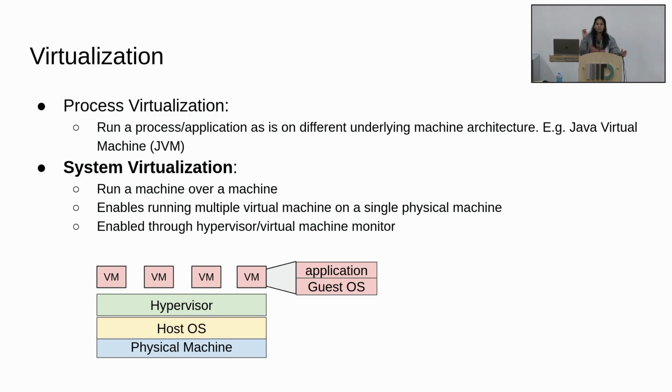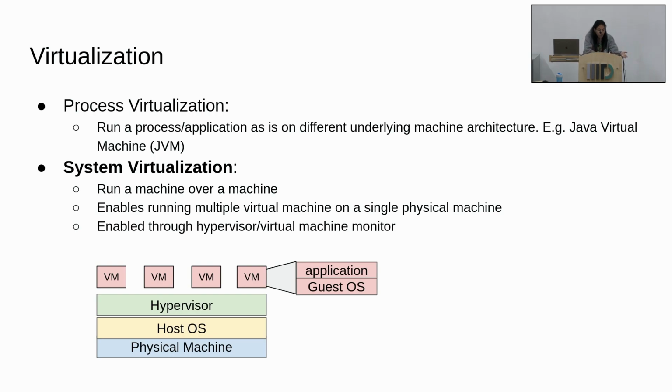So what does process virtualization mean? You can run your application anywhere without worrying about the underlying infrastructure. That's process virtualization, which the Java virtual machine kind of provides you, right? But what we are talking about is system virtualization. That is, you can run your machine over another machine. If you have your laptop, say, it has some operating system like Windows or Linux running. You can run another machine, which has, suppose, Windows or Linux running, over it, right? So that's a machine running over a machine. That's what is called system virtualization, right?